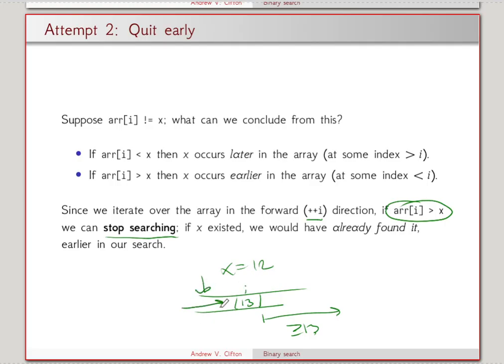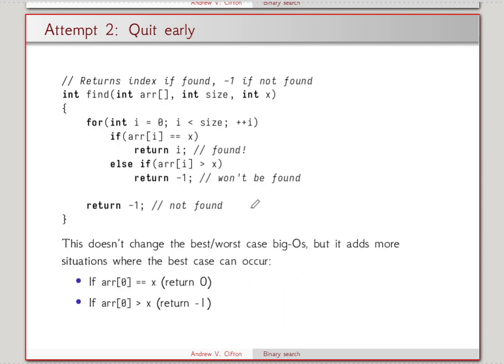But if the loop is still running when I see this 13, that means I didn't see a 12 here. So we can add that in as a sort of else if, where we say, if it's not equal, is it greater than? And if it is greater than, that means I don't need to search the rest of the array. I know that it's not going to be found there.